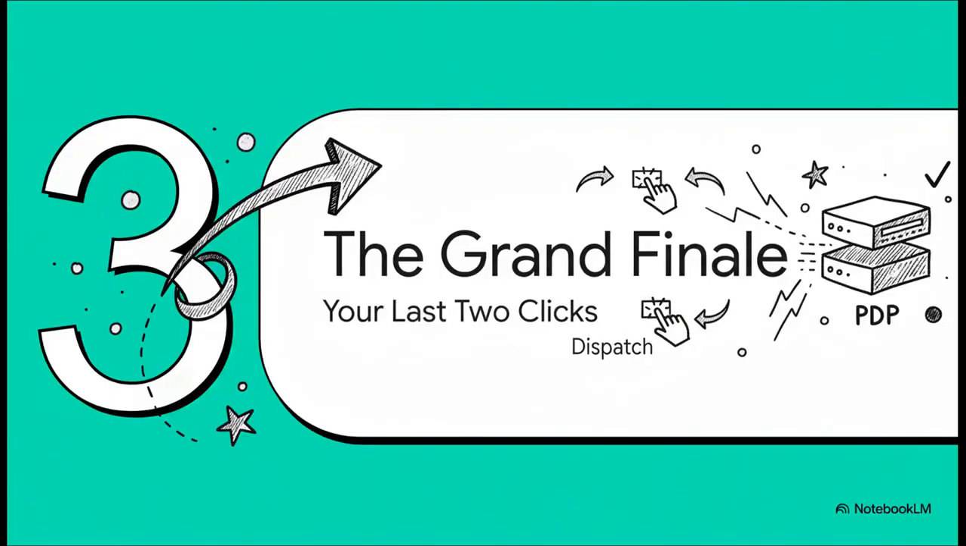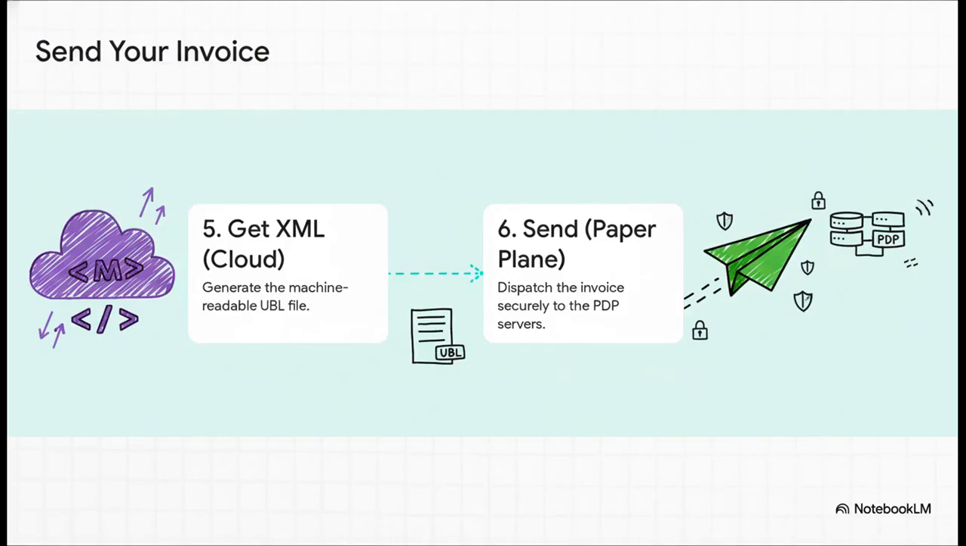We are so close. 4 clicks down, just 2 left. This is the grand finale. This is where we take our perfect draft and send it to something called the PEPL Directory Platform, or PDP. Think of the PDP as the official, secure post office for e-invoices. It makes sure your invoice gets exactly where it needs to go, safely. And here they are, the final 2 clicks. Click number 5 is that little cloud icon. This creates that special machine-readable file we talked about earlier. Then, the final click, number 6, the paper plane icon. You hit that and whoosh, your compliant invoice is officially and securely on its way.